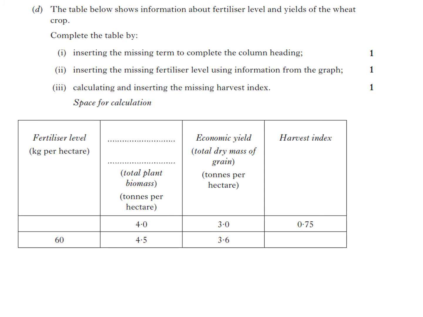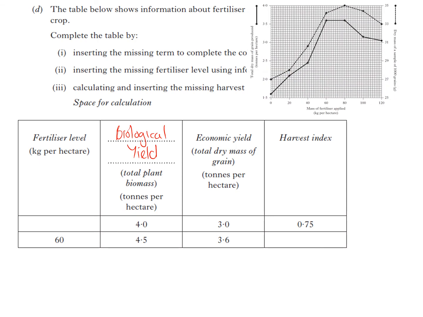Okay, D. The table below shows information about fertilizer levels and yields. Complete the table by. Right, now actually I left this in, but it's not actually part of the course content anymore for the exam. It is for the units but not for the exam. So insert the missing term to complete the column heading. For part 1, this is actually called the biological yield. Okay, but you don't need to know that. Insert the missing fertilizer level using information from the graph and calculate the missing harvest index. Now harvest index was in the course, but you can figure it out from the table, so I was leaving it in.